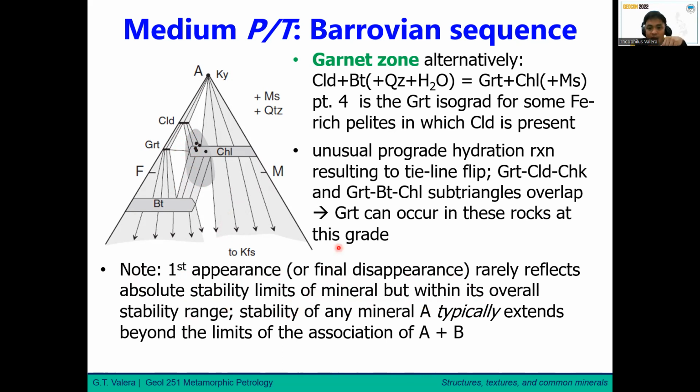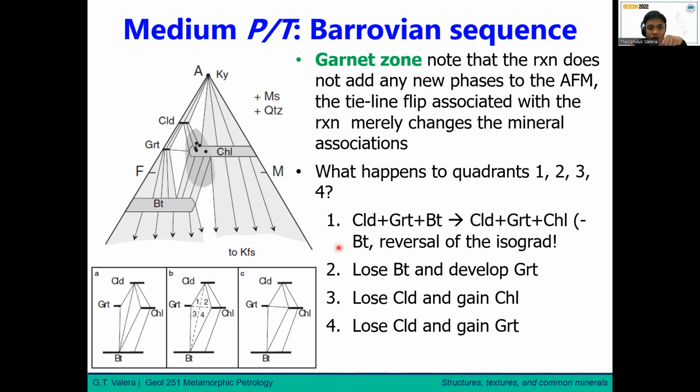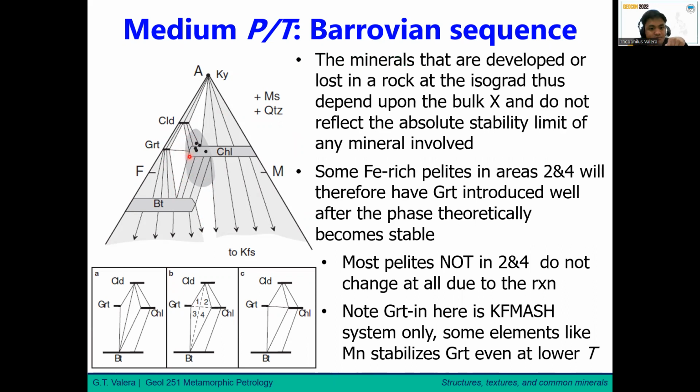But to highlight more kung ano nangyayari dito, so garnet zone, note that the reaction does not add any new phase in the AFM diagram. However, yung tie line flips makes some minerals available to these pelitic sediments, for example. Okay? I think natapos ko pala tong part na to. Yan. And I think, yeah, most pelites in 2 and 4.